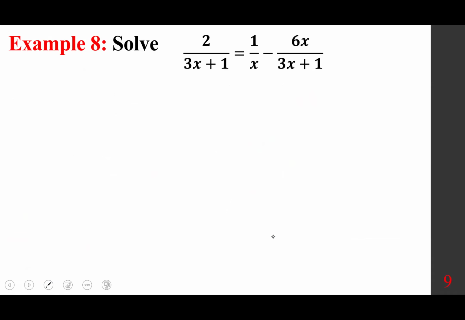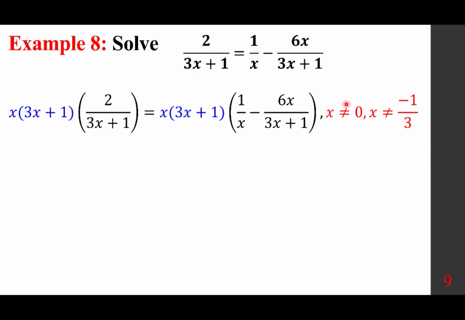All right, we want to solve this. And first and foremost, we are going to multiply by the LCD, which is the product of 3x plus 1 and x. That's how you find this, because there's nothing in common. And this is being repeated. Also, according to this one, x can't be negative 1/3. According to this one, x can't be 0. I hope everybody can see why.